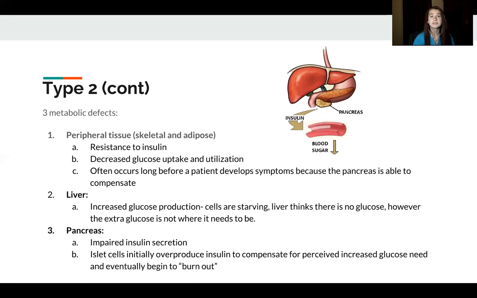Second is with the liver. The liver increases glucose production. And so the cells are starving. The liver thinks there's no glucose, no energy. And so it's like, hey, we need to secrete more and more sugar. And so it creates even more hyperglycemia.